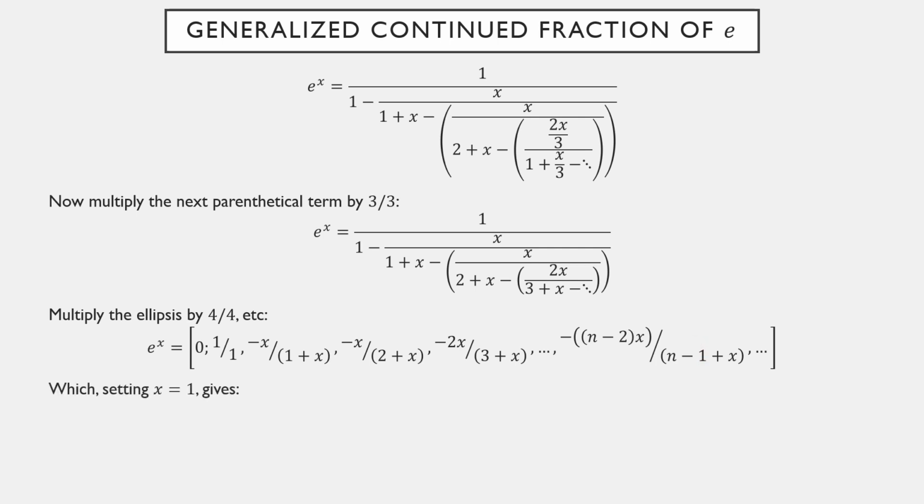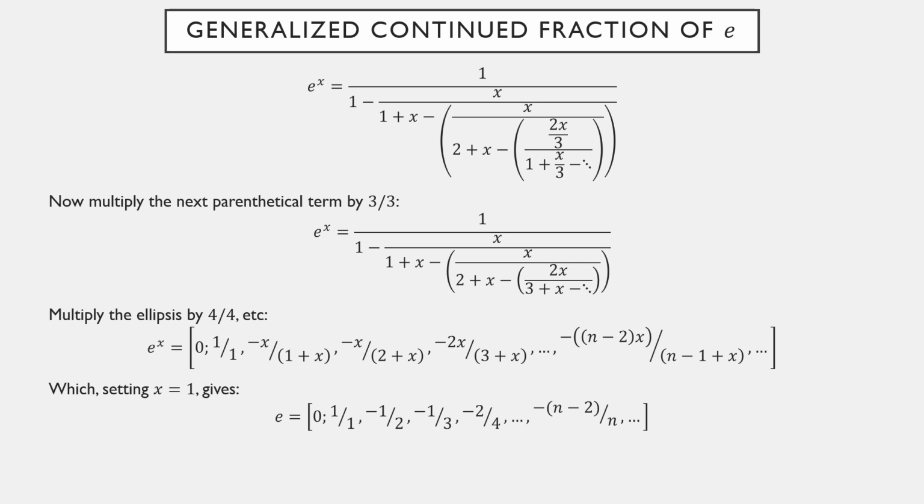Now, if we particularly set x equal to 1, we will exactly on the left have e to the first, e, and on the right we will have a generalized continued fraction representation of the number e. Specifically, this. It's a pretty nice little pattern.